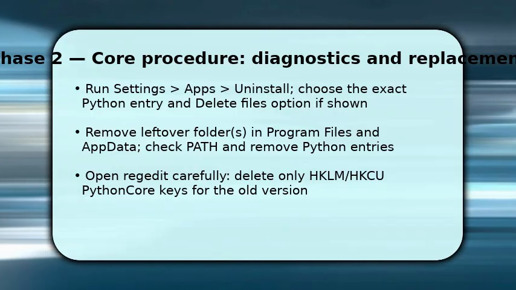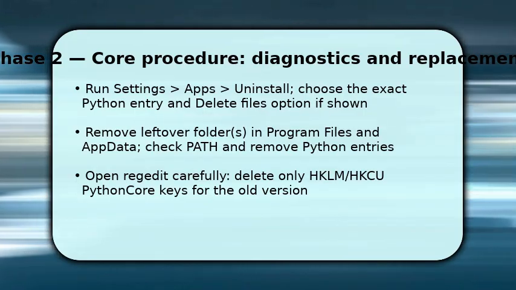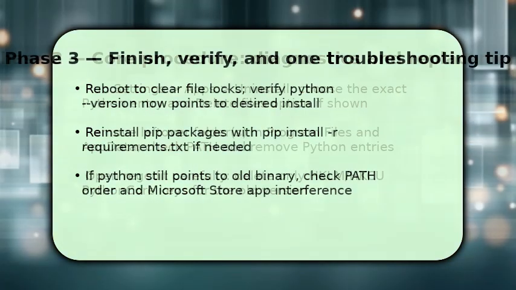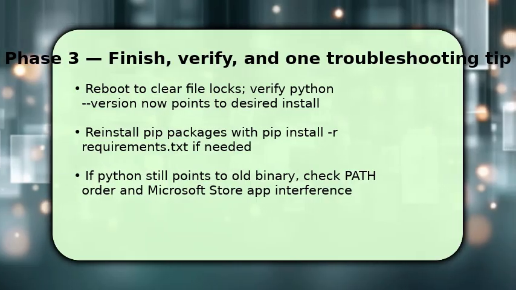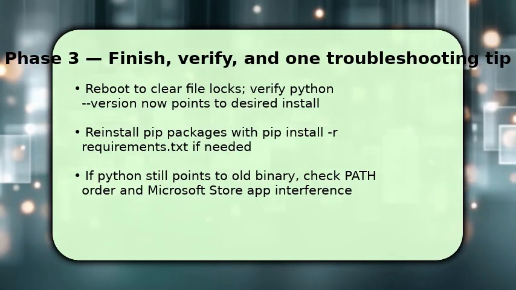This prevents accidental execution. If comfortable, open Regedit and remove Python core keys tied to that version. Do this carefully, and only target keys that match the exact version you removed. Finally, reboot Windows so any locked files are released and path changes take effect.